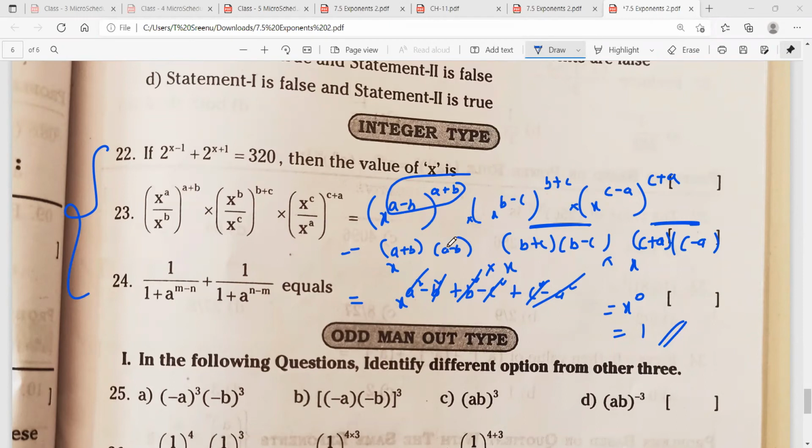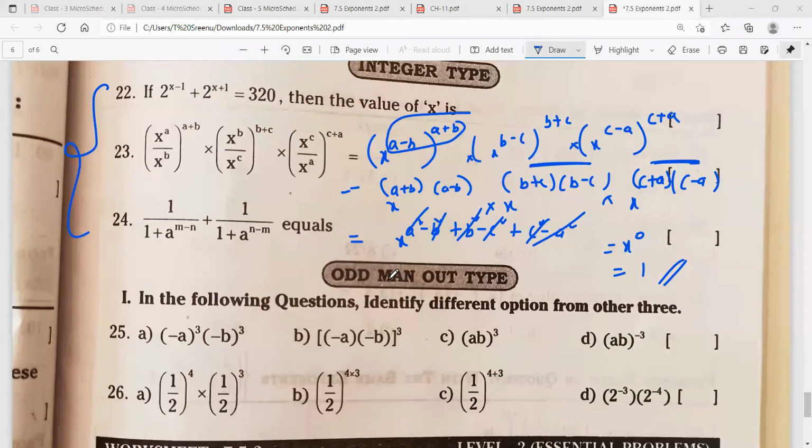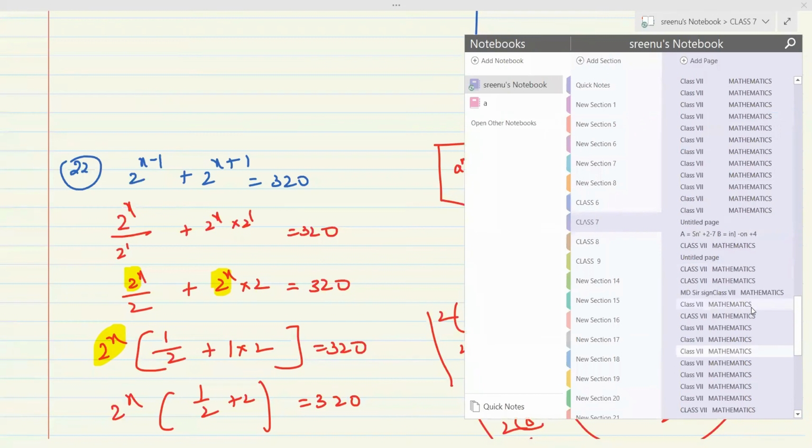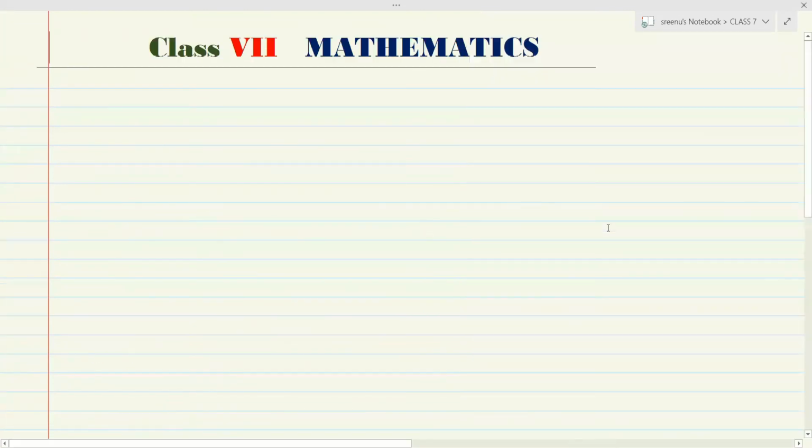Okay, Chaitanya, Sainath. Chaitanya. Yes, sir. All right, let's go for the 24th question. The 24th is on the board. Writing the question here.